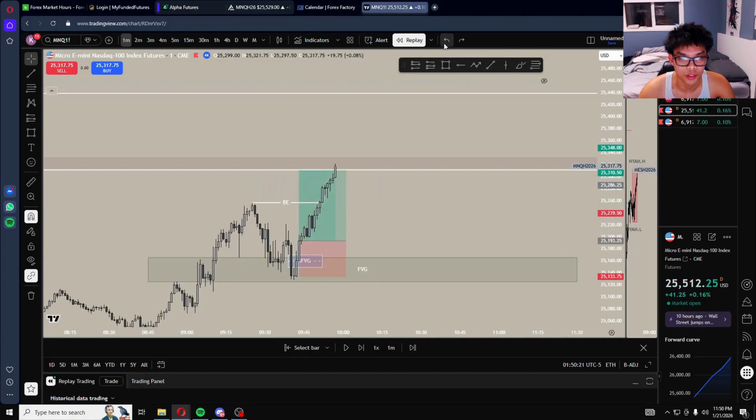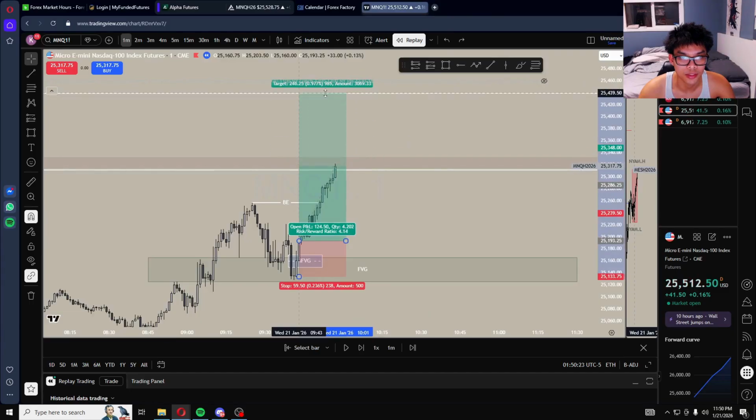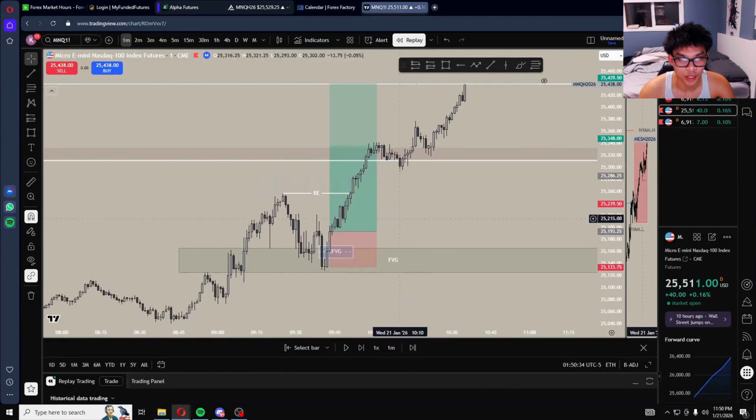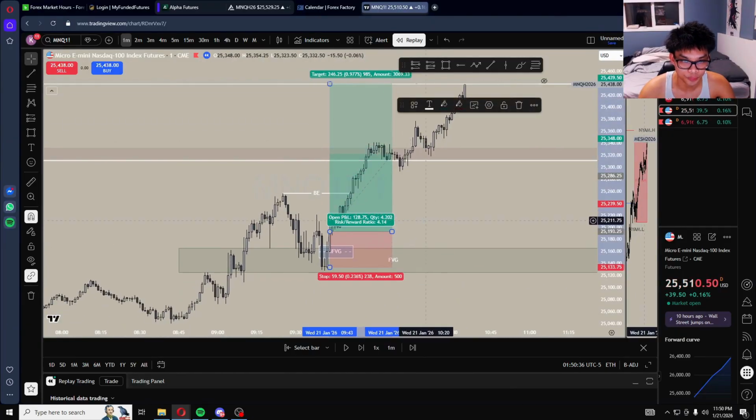Let's see, how many RR would that be? You could have extended here for a 4RR trade, so a $2,000 day. But we would have chopped a little bit here, bang, bang, bang. But yeah, that was probably the trade of the day. So I'll keep that in mind.